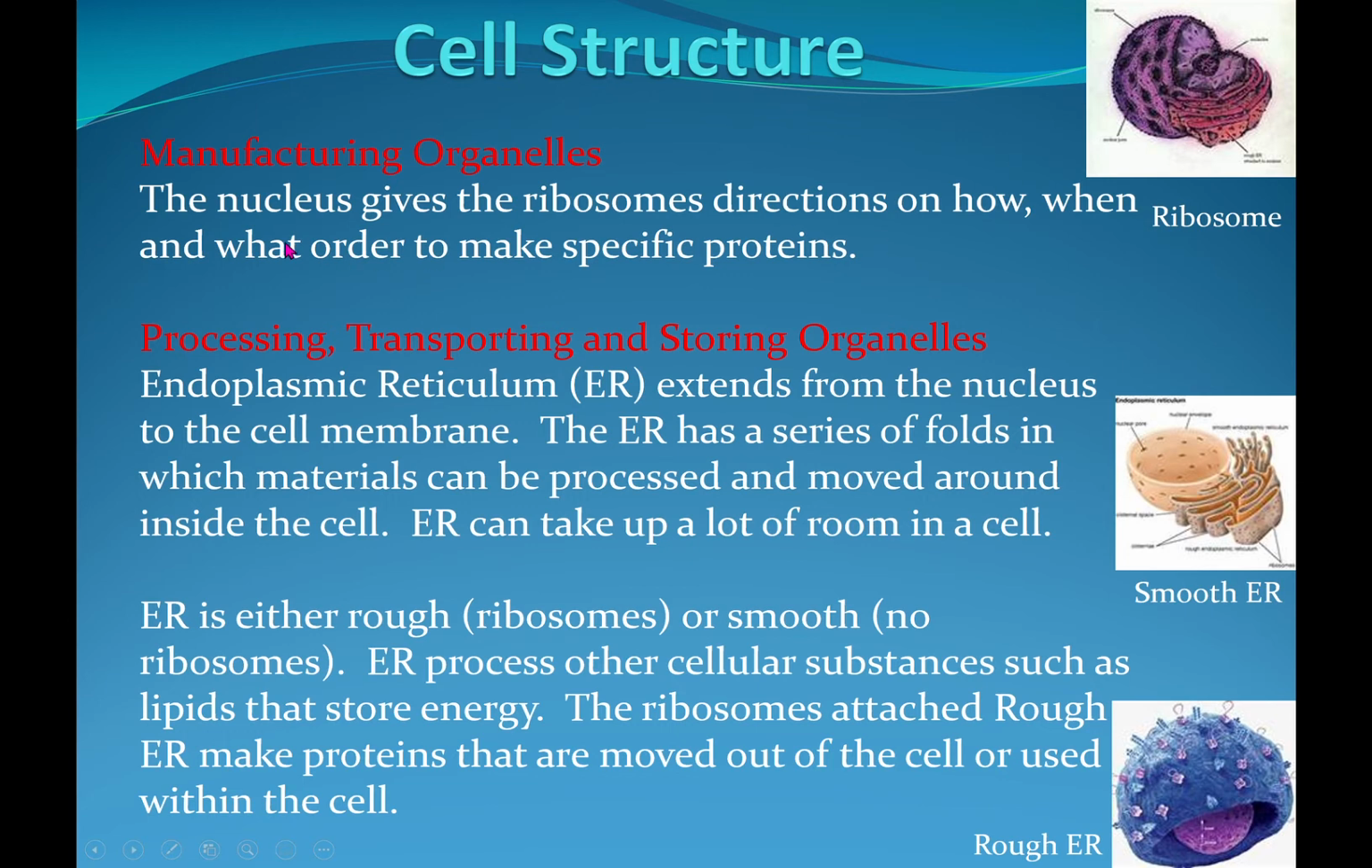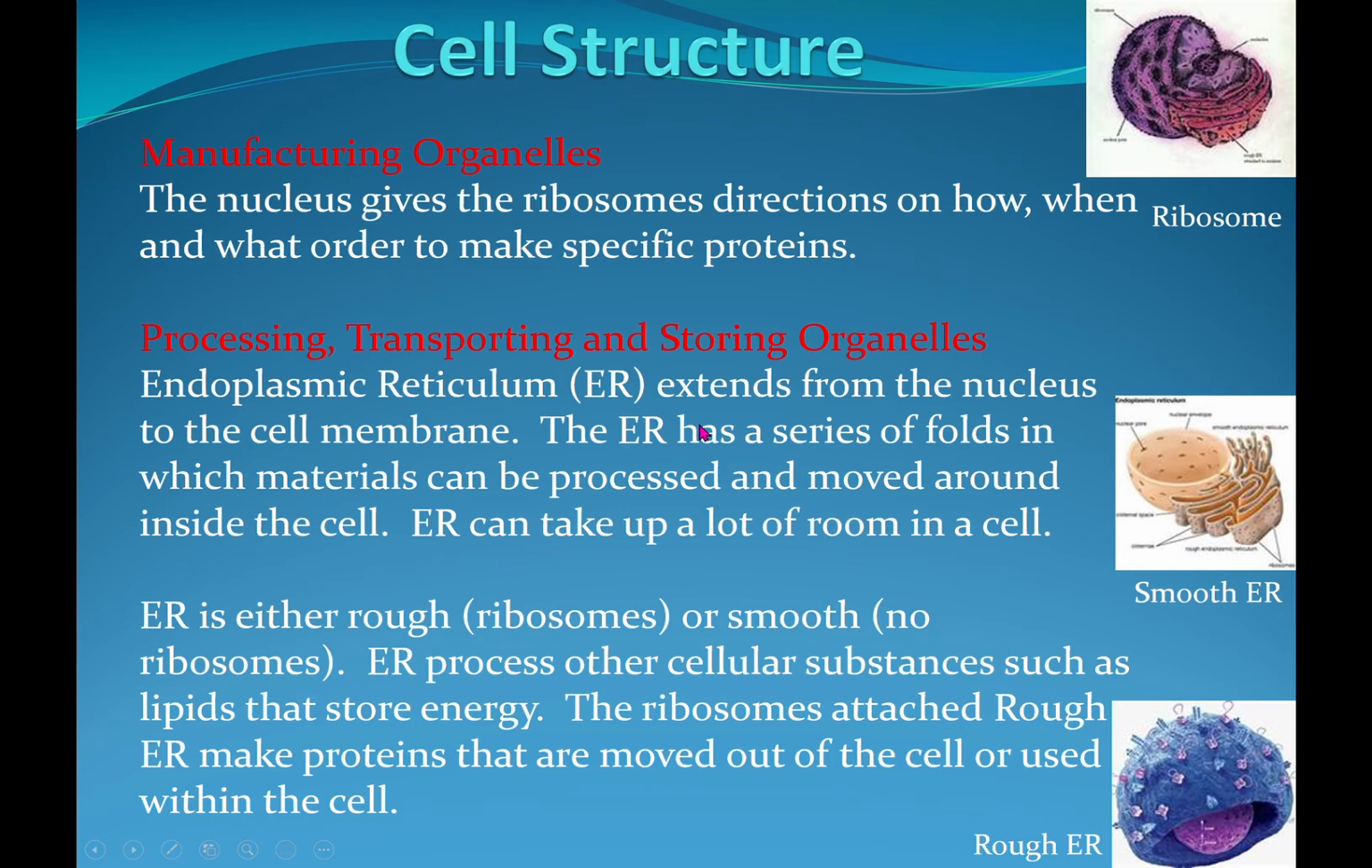And then processing, transporting, and storing organelles, you have the endoplasmic reticulum. Remember, these ribosomes could be either attached to the ER here, like this, or they can have the ribosomes stuck to the outside. This has no ribosomes, this does. So this has ribosomes stuck to it, so it's rough ER, RER, or smooth ER, SER.